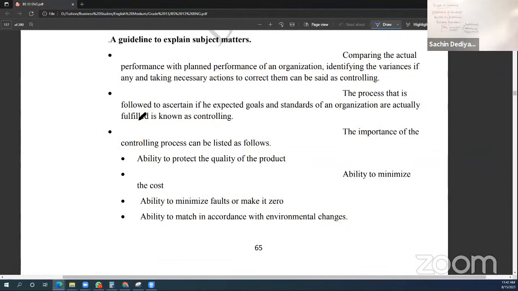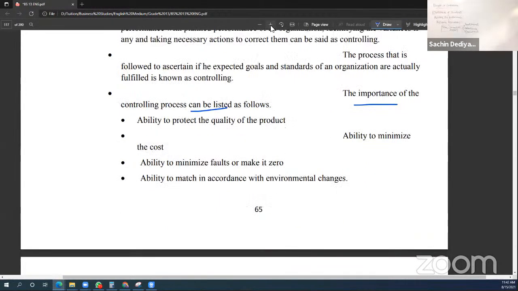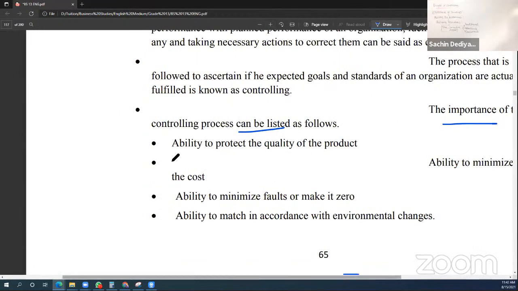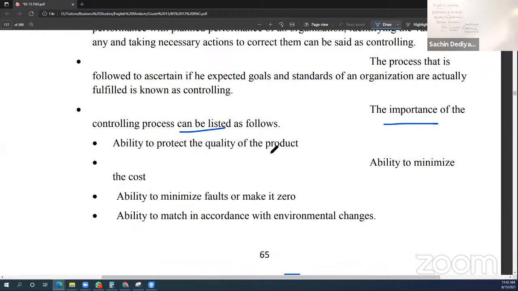Right? So what is the importance of this controlling process? The ability to protect the quality of the product. You try to maintain the quality because you have control, so you always make sure there are no defective products in the market. Where the quality of the product increases, there's no argument that your reputation and profit will increase and your cost will reduce. So you can easily win the competition because you're providing quality goods or services.